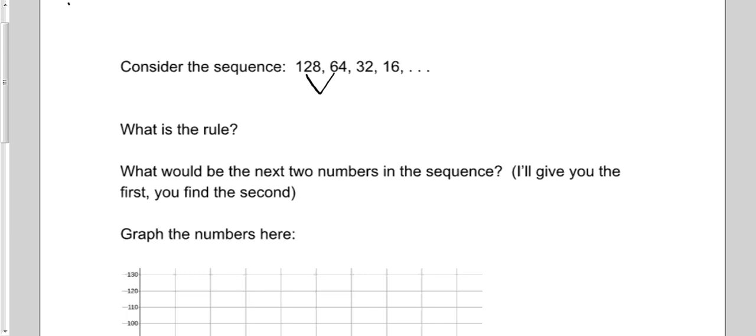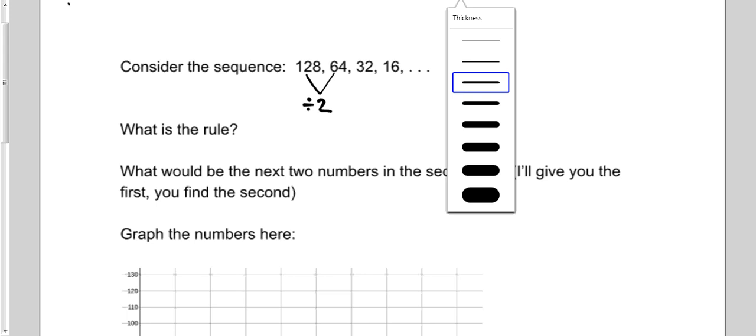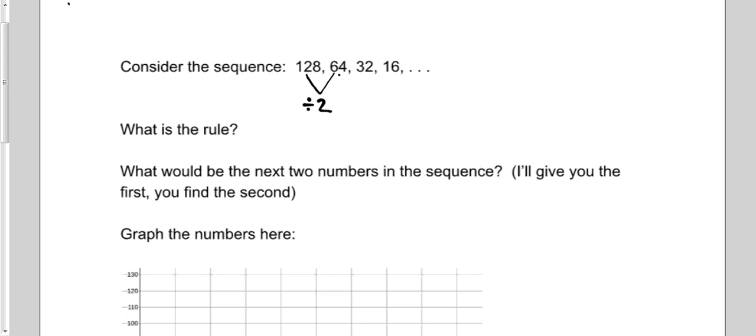Well, before I do that, think about division. What do I divide 128 by to get 64? I divide by 2. 128, do it in your calculators. 128 divided by 2 gets you 64. Similarly, if I divide 64 by 2, do I get 32? You do. And 32 divided by 2, you get 16. Okay? However, I don't want to use division. I want to use multiplication.